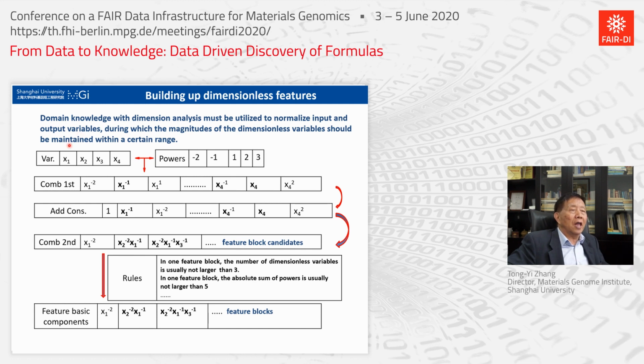So after that, we have those dimensionless variables as further input. Then we use them as a power. We can put those powers as minus 2, minus 1, 1, and 0 is a constant. We put that there too, so 1, 2, 3, and so on. First we combine them together, the stack, the further combination. Then we always have some constant, so we have to put a 1 to represent the basis of this constant. Then we combine them together and we get the feature block candidates.